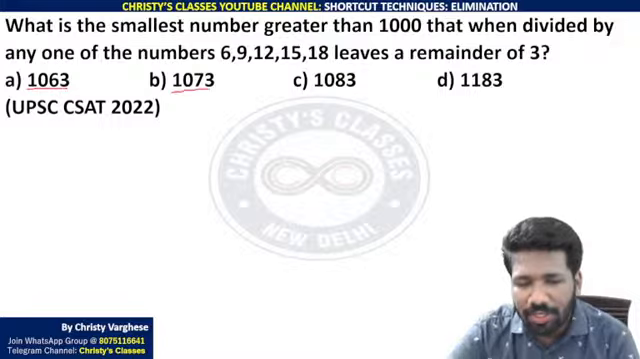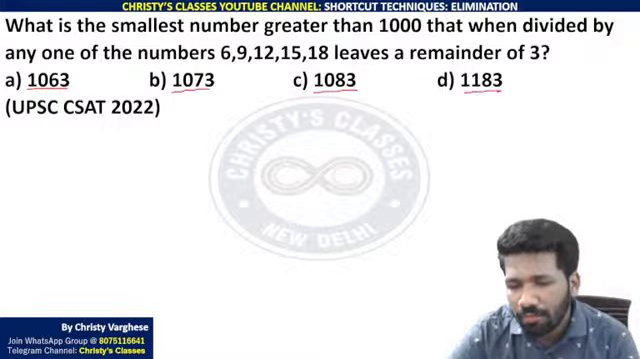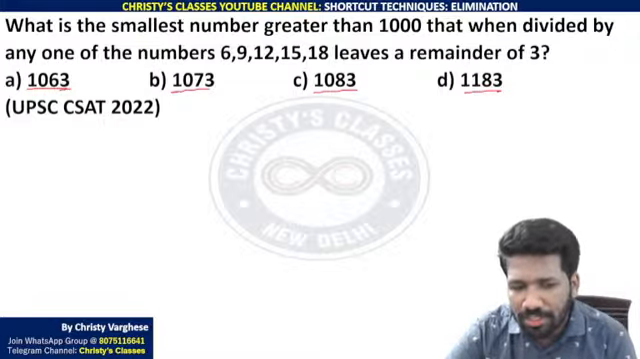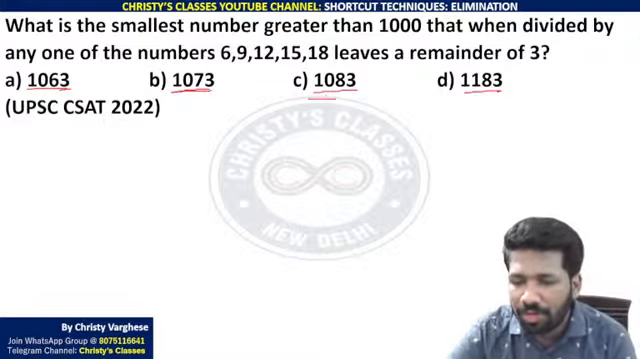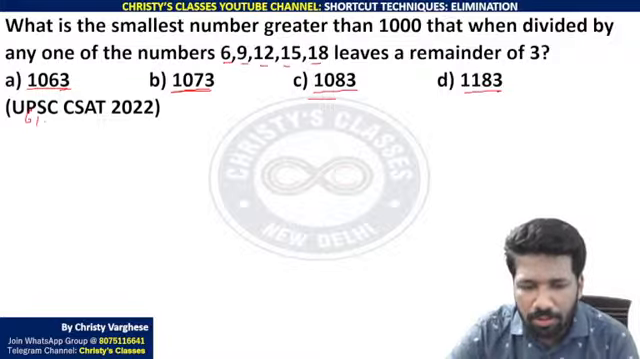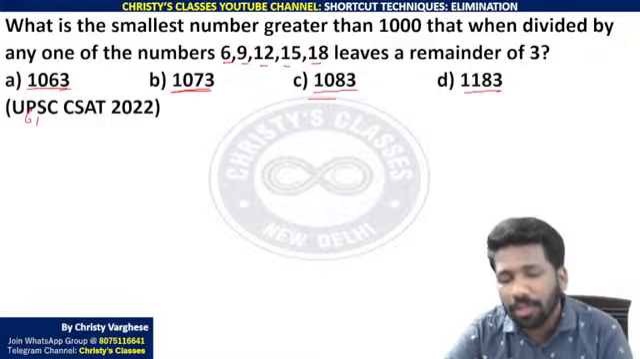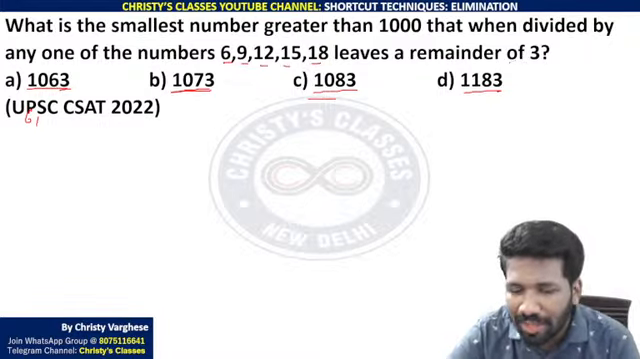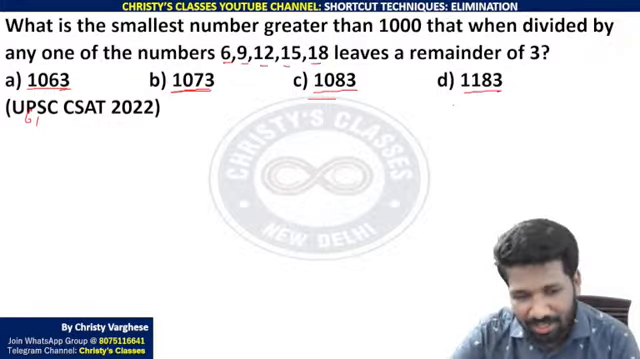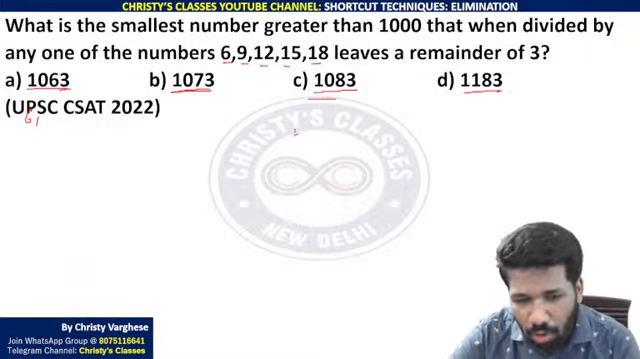How? 1063, 1073, 1083, 1183. What is the smallest number? So the possible numbers are 1063 or 1073 or 1083 or 1183. That number, when divided by any one of the numbers 6, 9, 12, 15, 18, leaves a common remainder, 3 itself. Remainder is 3 means after getting a quotient you get an extra 3.